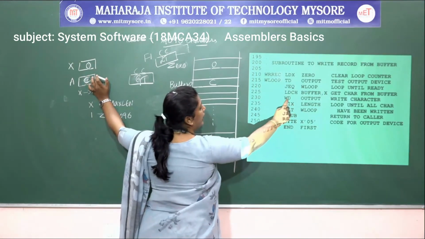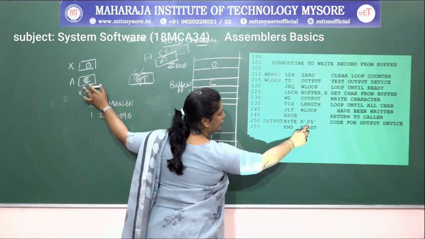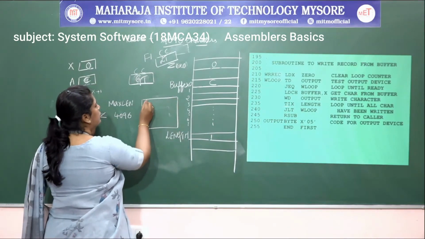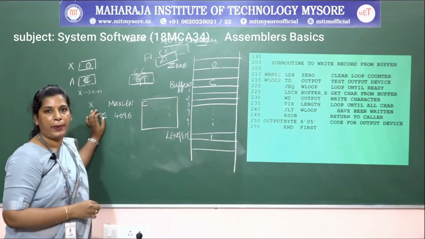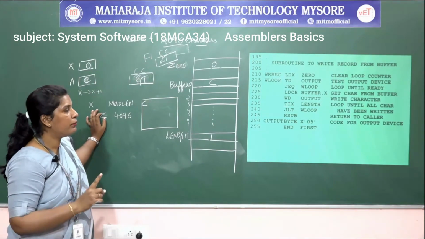After that I want to write the data from the accumulator to the output device. What is the output device? 05. Let us assume 05 is a monitor screen. So the first character is going to be displayed. The record has only one character, and that first character is going to be displayed.